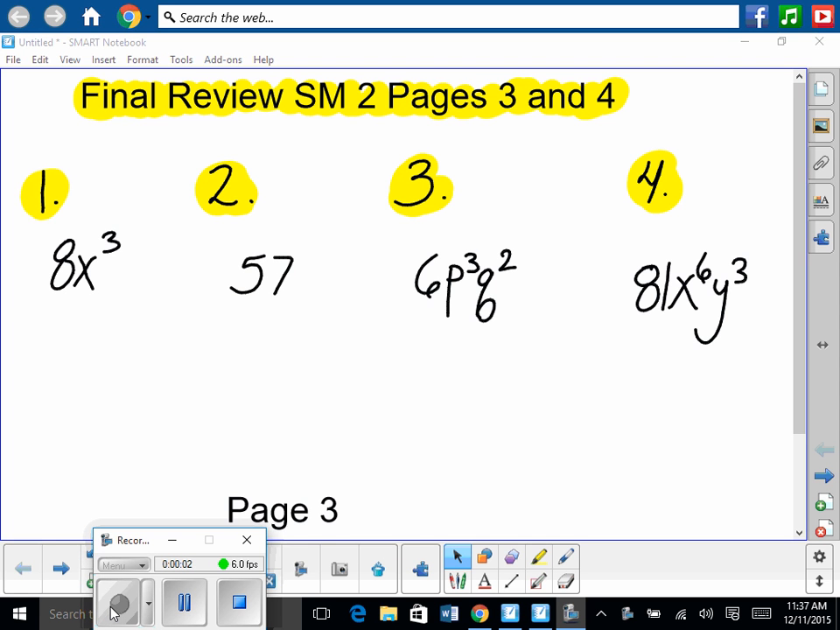So this is pages 3 and 4 on the final review for secondary math 2. I'm going to go through a couple problems, starting with page 3. Number 1, it's asking us to find the degree.